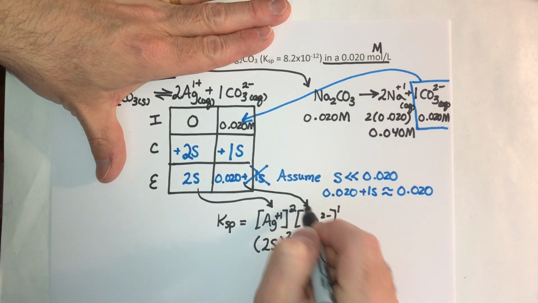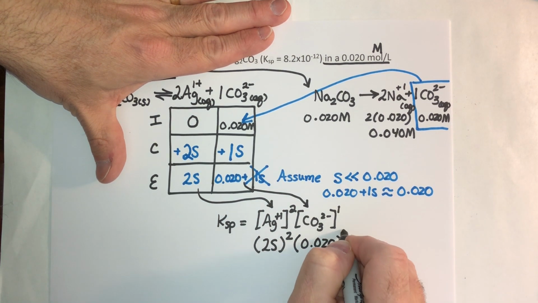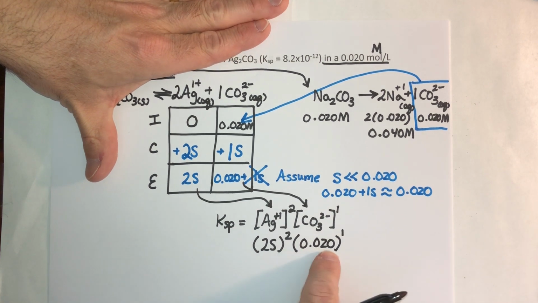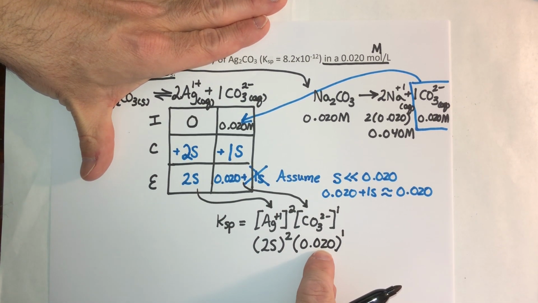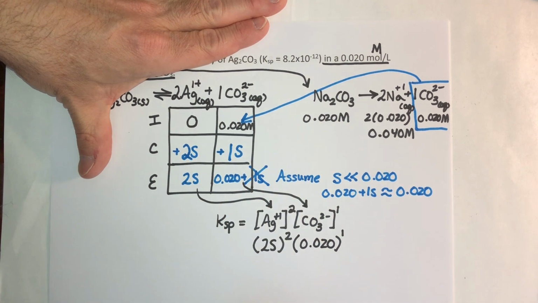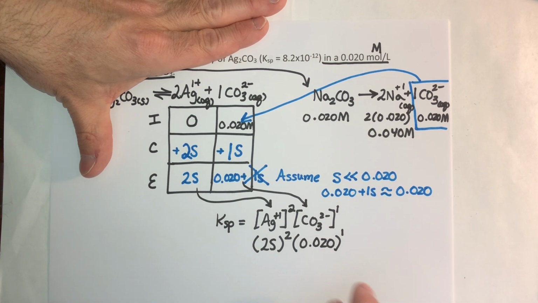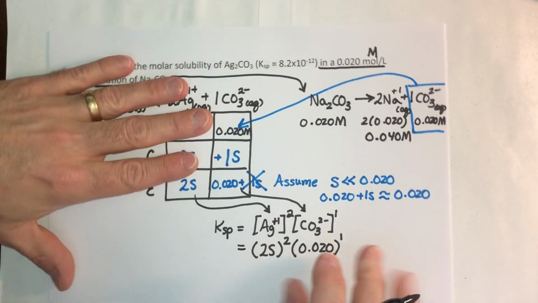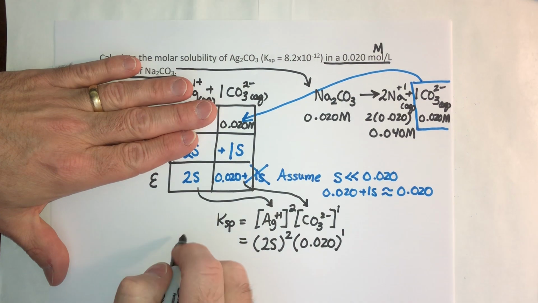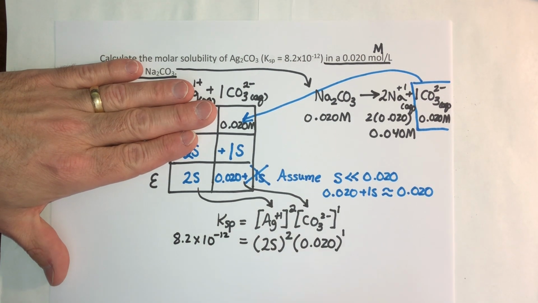How much carbonate do you have? I have 0.020 to the power of 1. Now again, I technically have a little tiny bit more than that, right? I have 0.020 plus a little bit. But that little bit is so tiny that I've decided to ignore it. For this problem, I did give you a value of Ksp. So it is 8.2 times 10 to the minus 12.